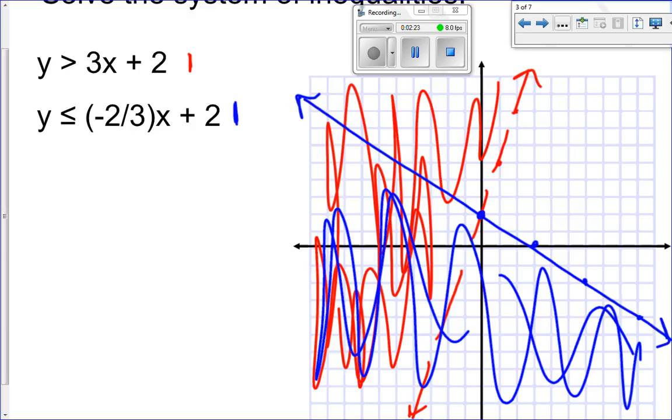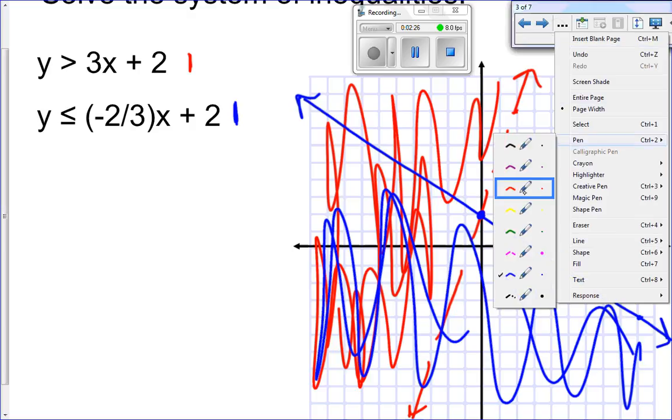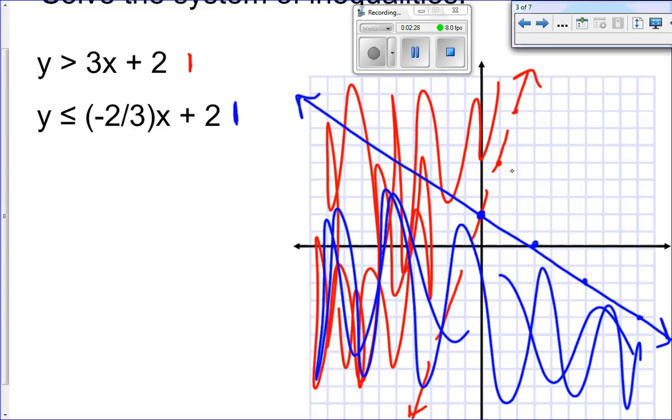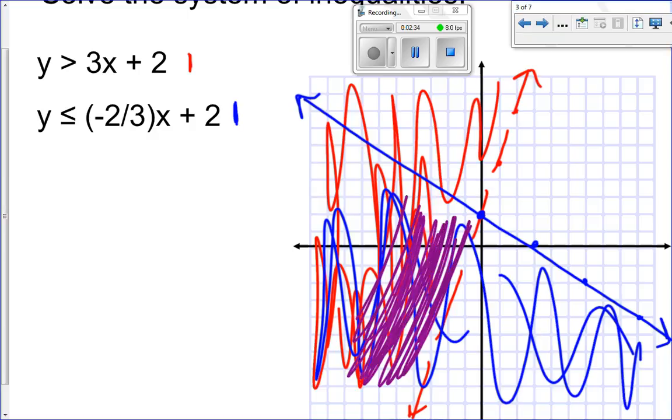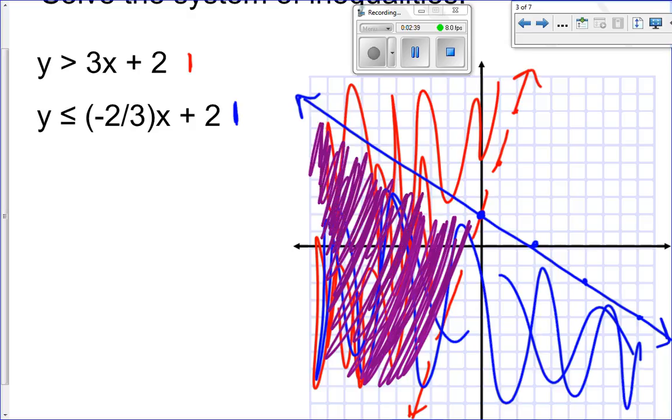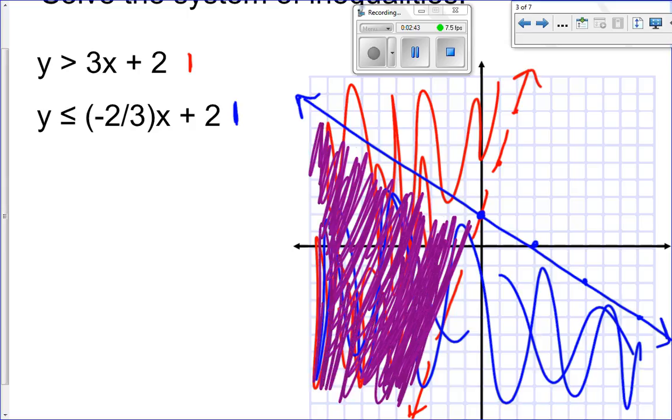And so the solution I'm going to do in purple, because if you mix red and blue together, it gets purple. It's right where the two areas overlap. So I'm going to color in the area where they overlap in purple. And any points in this area is going to be a solution. Any point in this purple area is a solution to these inequalities. And you can test that with any of the points.